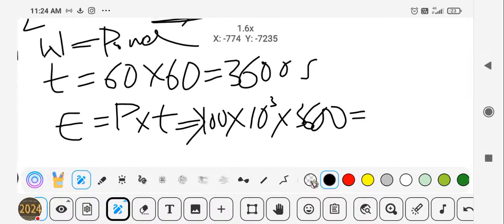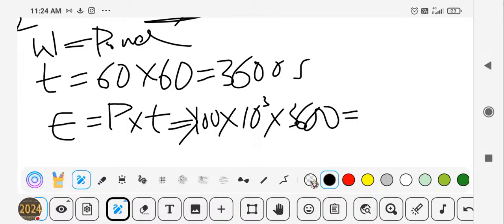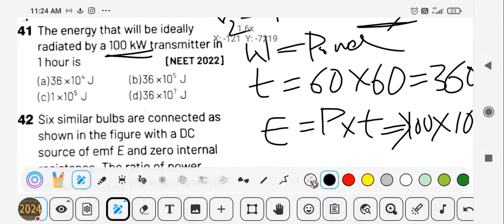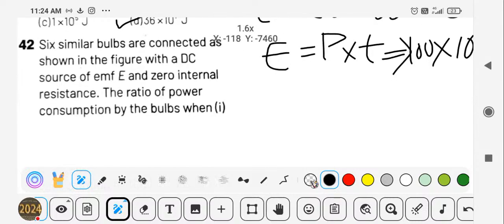For this, the answer comes: we have 10 power 5 plus 10 power 2, that is 10 power 7 into 36, that is 36. So, we know the answer will be option 4.